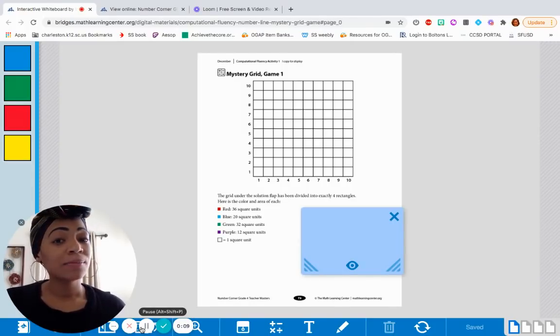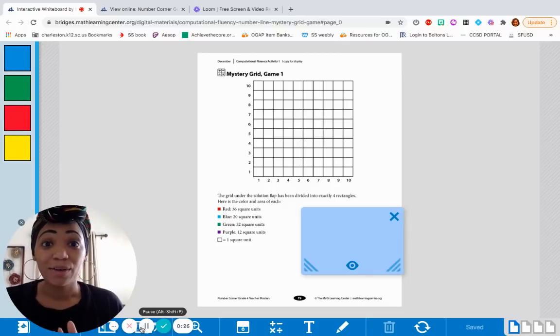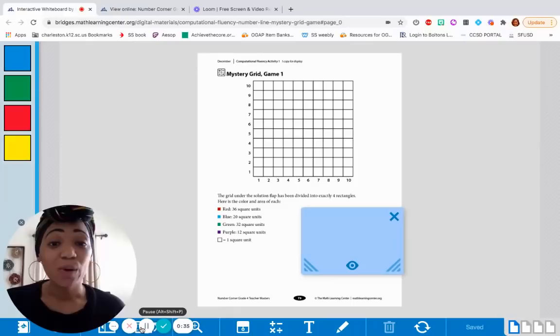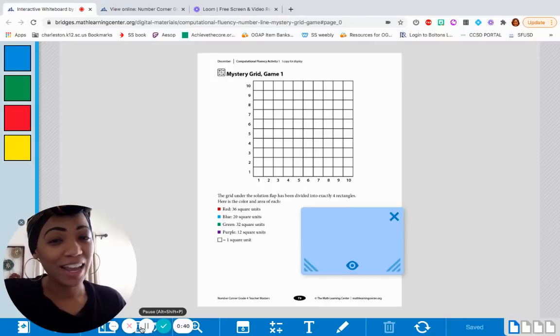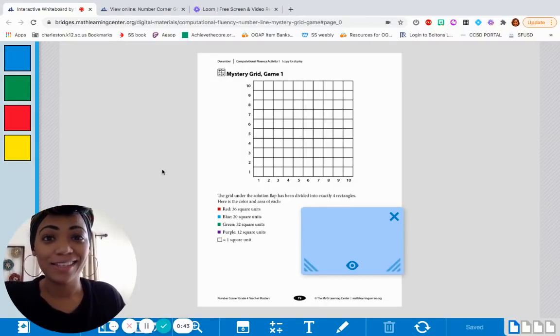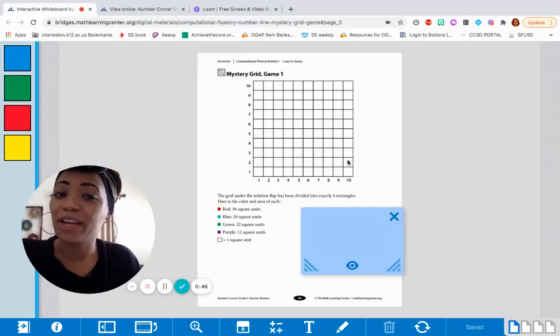Hey, and welcome to a new month of Number Corner, where every month we have some new workouts to do. And sometimes they're similar, and sometimes they are an extension of what we've already done. Well, I can tell you that today we're going to be playing a game, and it's all about the mystery grid. And it is an extension of things that we've done in the past because we'll have to use our knowledge of multiplication, factors, factor pairs, area, all those fun things. And when we use them, we'll be able to figure out what is happening with our mystery grid.